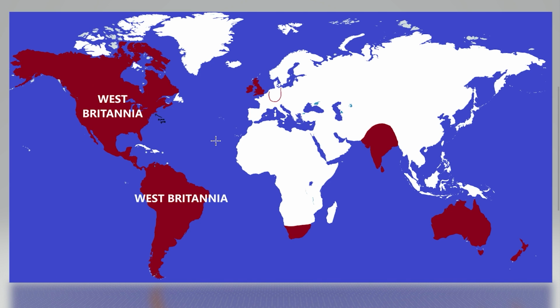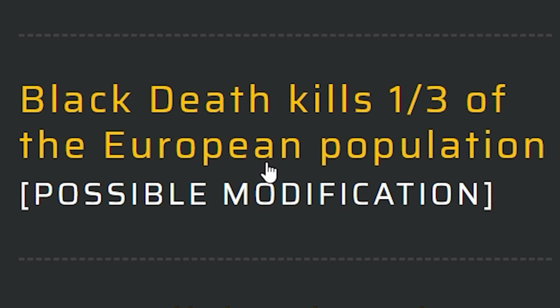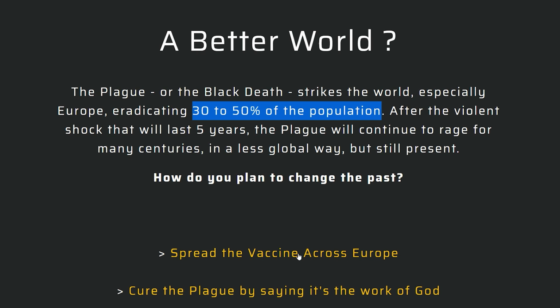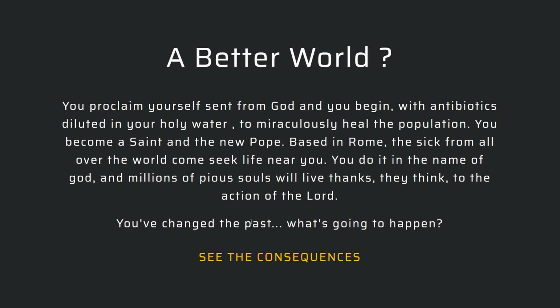Good times, good times. So now we have different modifications that we can make. First English colony in America, Jamestown. So we could change that. But I think this would have maybe a little bit of a bigger impact. So let's do something with this. So yeah, this is eradicating 30 or 50% of the population. We all know about that. We can spread the vaccine across Europe or cure the plague by saying it's the word. I think this one's gonna be more exciting. Let's pick this one.